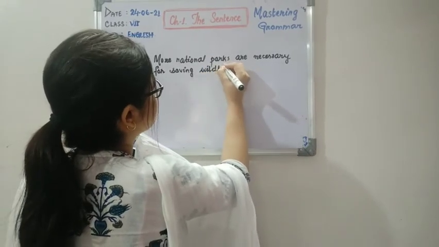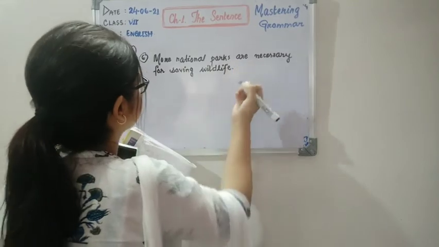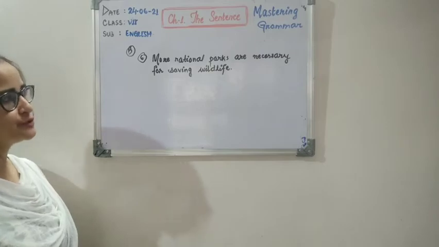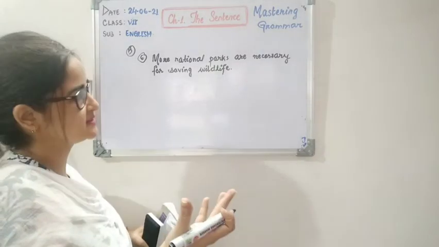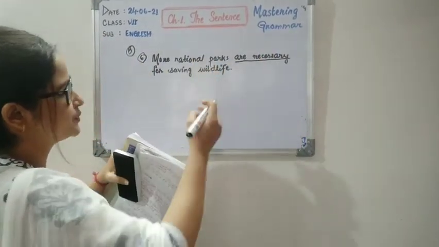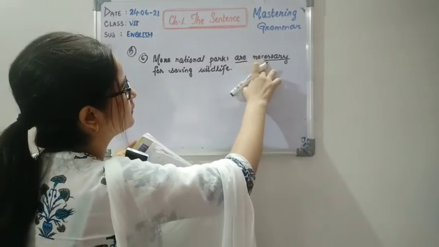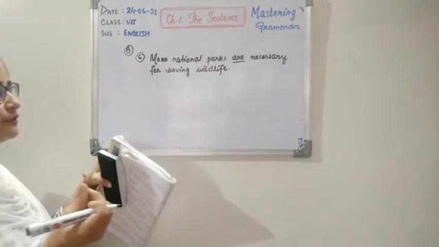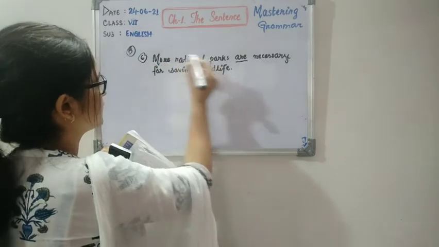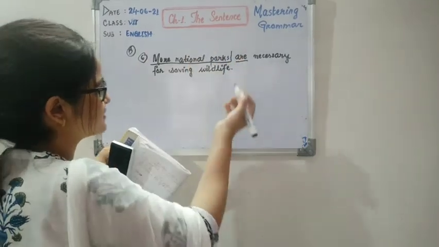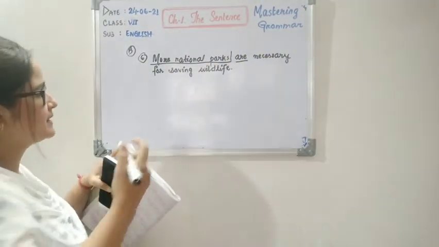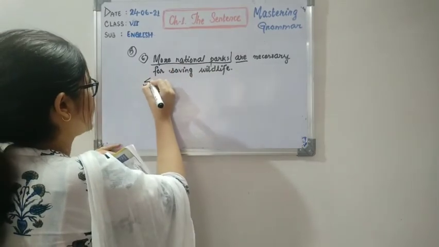Animals are important to this planet, so we need to be very careful with them. So here, more national parks are necessary for saving wildlife. So what are we talking about? What is necessary? Now we have to focus on the verb every time. So are is the verb here, working as the main verb, for saving wildlife. You have to save wildlife. So we are talking about national parks. So this part has got to be our subject in the sentence, and from there onwards, are necessary for saving wildlife, we have as the predicate.